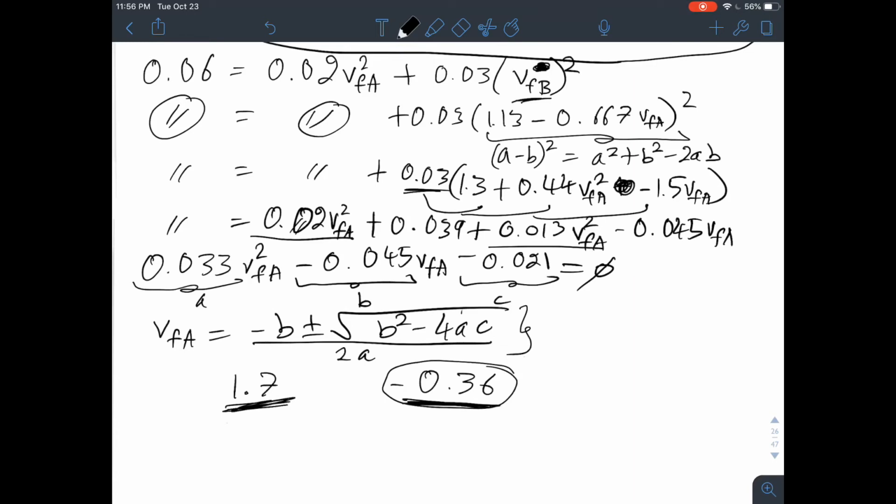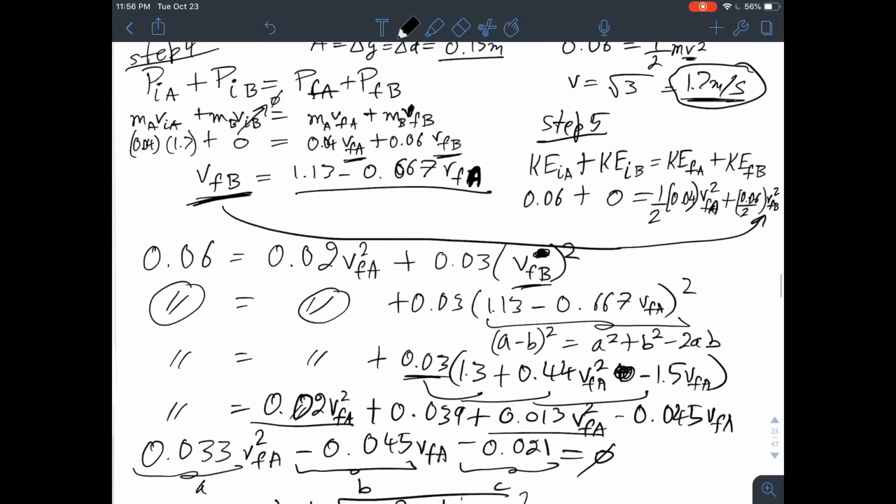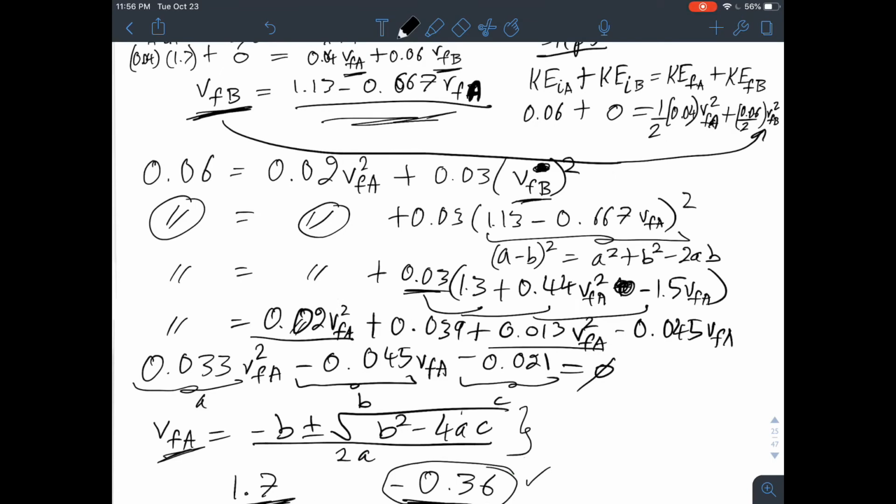This is the post-collision speed, the final speed of ball A. So this is what we want to go with. And once you know this, you plug it into your equation here, right? And you get the final velocity of ball B also. And that will be the end of that. You just plug it in there and get your answer.